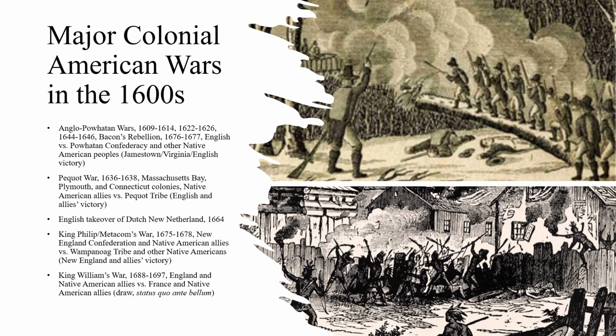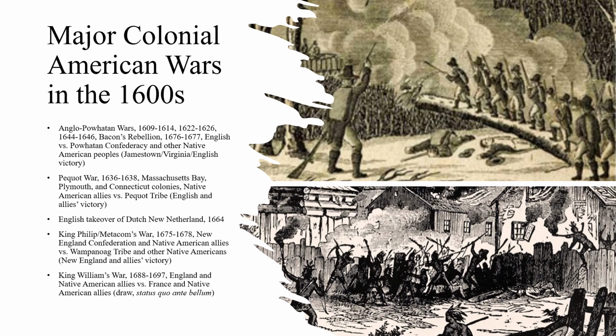Here's a list of some of the major colonial American wars fought in the 1600s. First, we have the Anglo-Powhatan Wars, which were fought from about 1609 intermittently to the 1670s. Some of those wars were discussed in previous videos. Then we have the Pequot War of 1636 to 1638, which was fought in New England, also discussed in a previous video. The English takeover of Dutch New Netherland in 1664. We have King Philip or Metacom's War, fought in the 1670s, also in New England. This war was discussed in a previous video also.